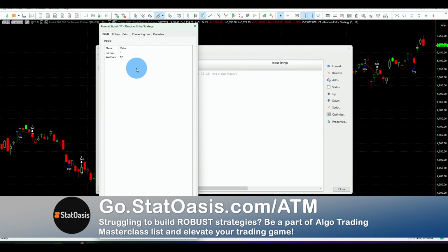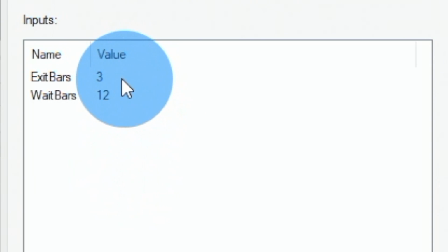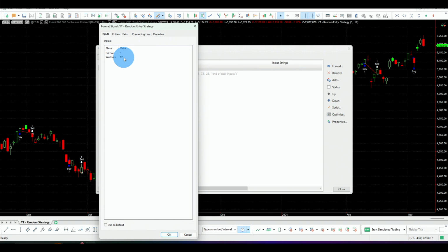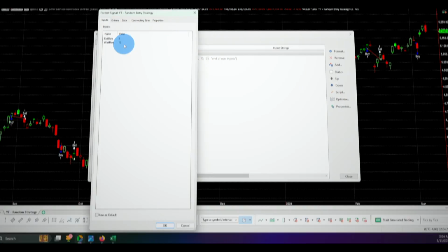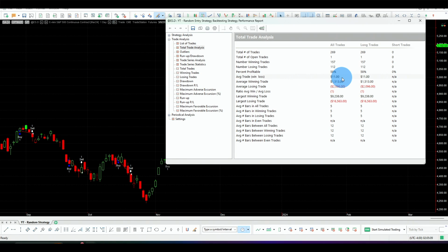And this is the random strategy that I'm testing on the S&P 500. Basically the strategy will buy, exit after 3 bars, wait for 12 bars, and buy again. That's it. It's always true. So we're always buying, exiting after 3 bars, waiting for 12 bars, and doing it over and over. This strategy made 270 trades since 2007, 60% win rate, and $11 an average trade. No slippage, no commission.